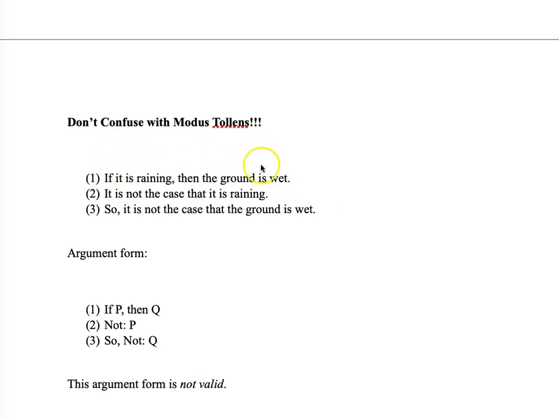If it's raining, then the ground is wet. It's not the case that it's raining. Well, that's true. That's why you're using the hose. You're using the sprinkler or whatever. And so 1 and 2 are true, but 3 is false because the ground is wet. It's just not wet because it's raining. Instead, it's wet because, excuse me, it's wet because you're running the sprinkler. So the form is if P, then Q. Not P, so not Q.